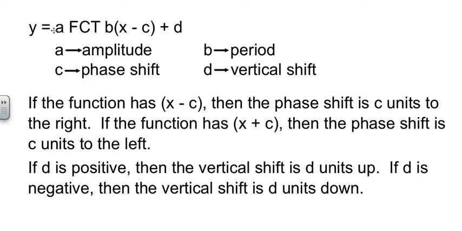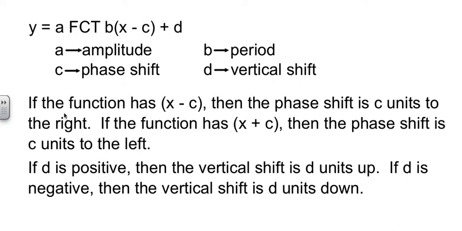The A value we talked about last time leads to amplitude. The B value we said leads to information about the period. The C value that could be in here gives us information about the phase shift. And the D value gives us information about the vertical shift. We talked about A and B last time. We'll hit those again here in a bit, I imagine, knowing me.